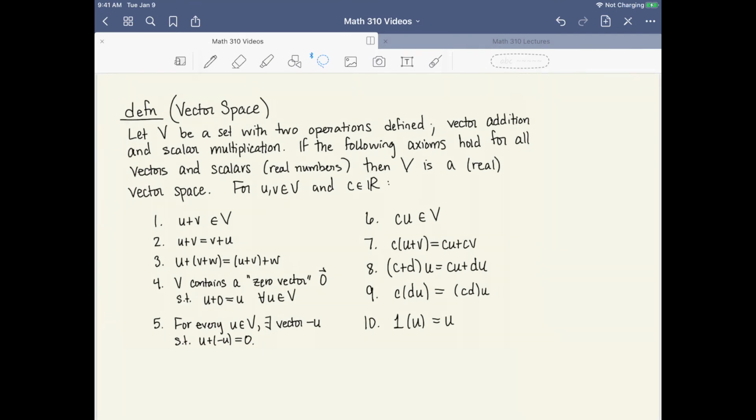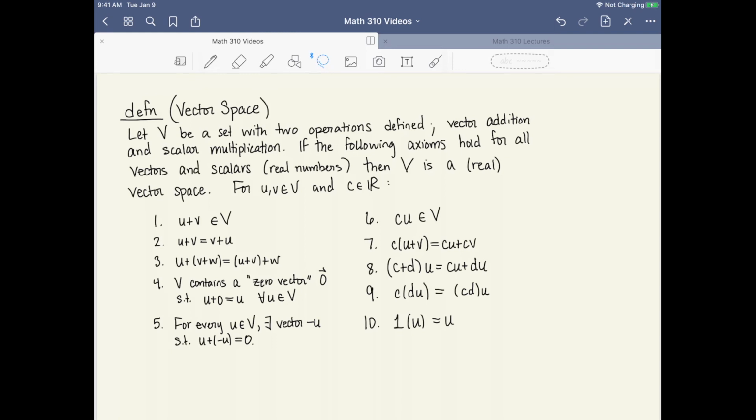Here's the definition of any vector space. The vector space is going to be capital V, and V is a set of mathematical objects. Those might be the traditional vectors that we think of in R2 or R3. It might be something like polynomials or anything else. A set with 2 operations. Those operations are vector addition and scalar multiplication. And these operations of addition and scalar multiplication need to satisfy some rules that we call axioms. These axioms hold for all vectors and scalars.